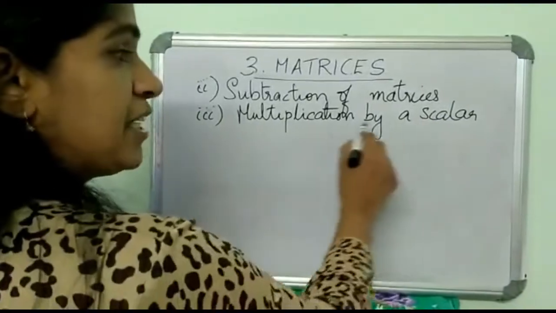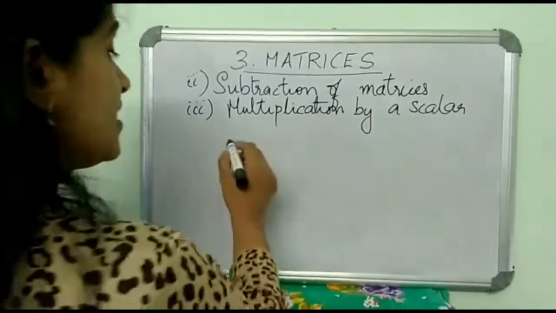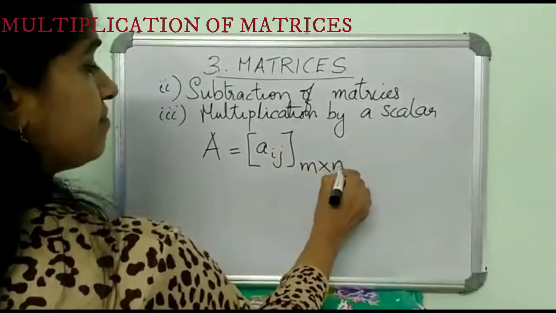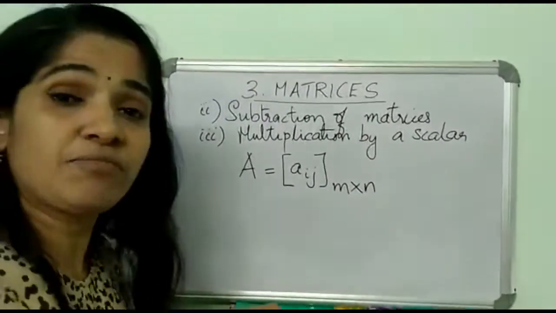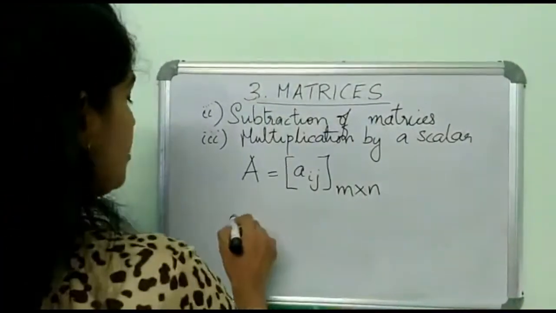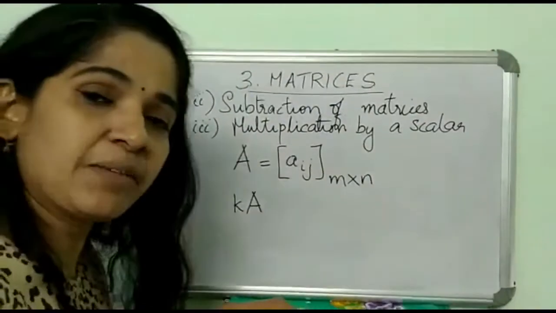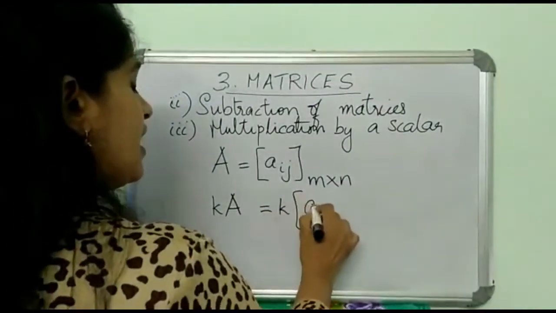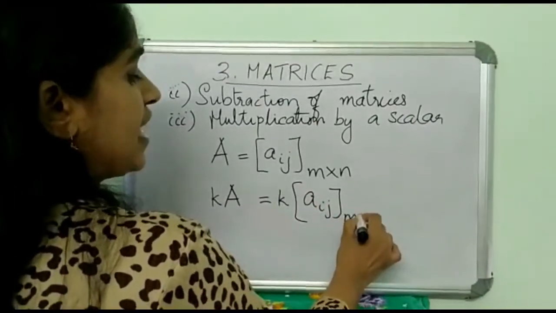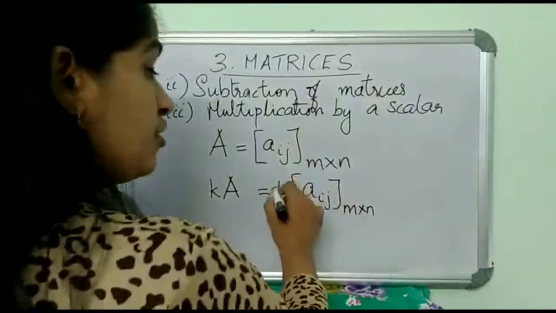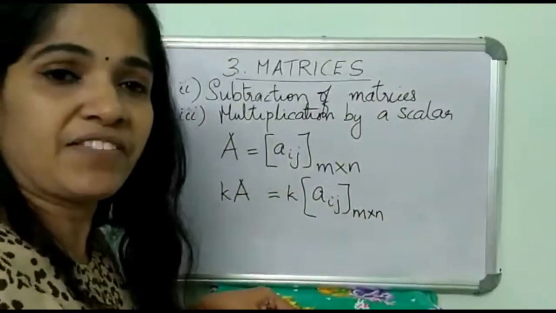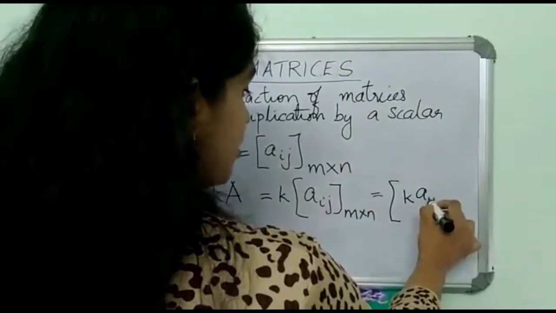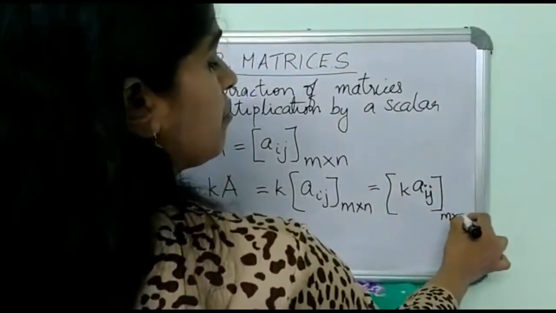The next operation is a multiplication of a matrix by a scalar. So, let's consider a matrix A with its entries Aij and which is of order m by n. In this case, if you are asked to multiply this matrix with a scalar k, so that you have to find kA, where k is some scalar, what will you do? You will multiply each of the elements in the matrix with the scalar k. That means you will be getting a new matrix with each entry multiplied by the scalar k.